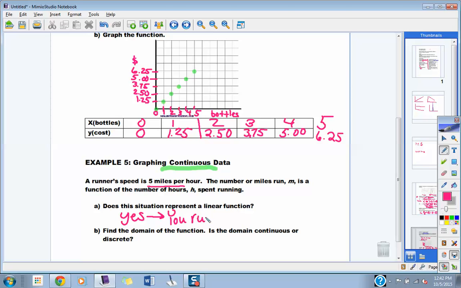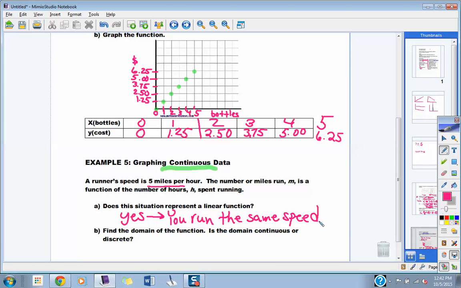You would say yes because you run the same speed all the time. Your rate is never changing. It's always 5 miles per hour. When a rate doesn't change, that means it's going to be a steady increase or a steady decrease, depending on what type of situation you're dealing with.